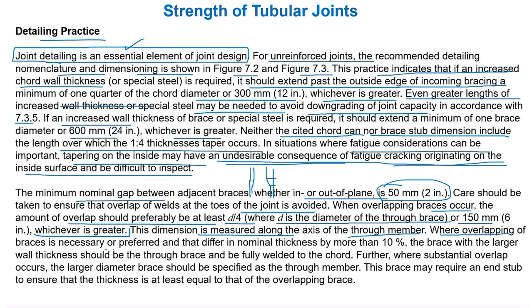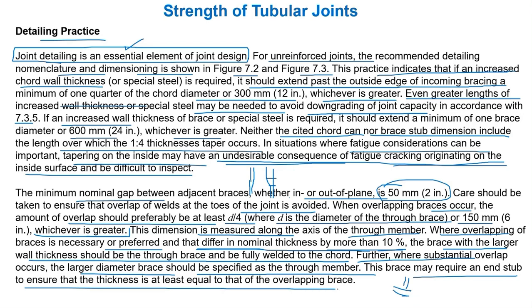Where overlapping of braces is necessary or preferred, and they differ in nominal thickness by more than 10%, the brace with higher wall thickness should be the through brace and fully welded to the chord. Suppose one brace member is higher thickness and another is lower thickness, the higher thickness one should go through. Further, where substantial overlap occurs, the largest diameter brace should be specified as the through member. The brace member may require an end stub to ensure the thickness is at least equal to that of the overlapping brace. That we will see.